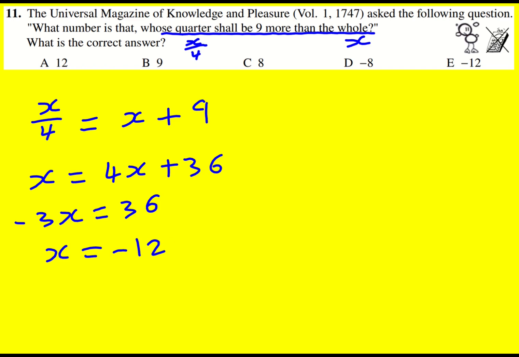And that makes sense, because if you quarter something, for it to be greater, it's got to be negative. And when we find a quarter of x, we get minus 3, which is greater than minus 12.